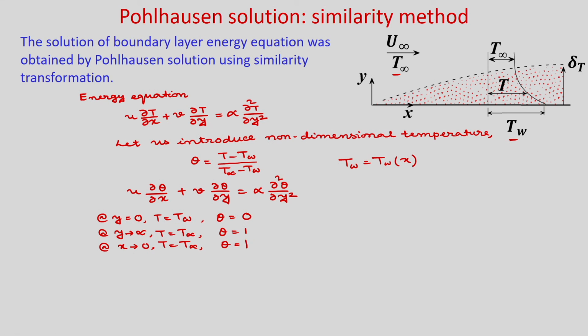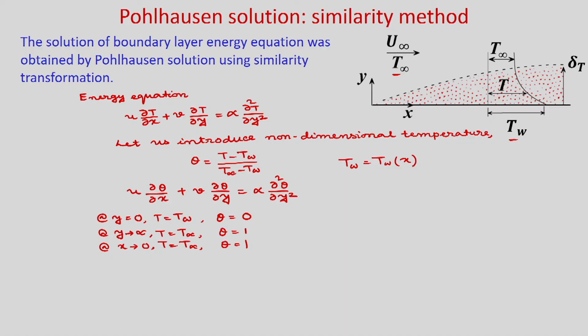Now, we have already solved the velocity distribution using similarity method. Can we have some similarity with the momentum equation and the energy equation when nu is equal to alpha? Okay, so, when will be the nu is equal to alpha? When Prandtl number is equal to 1. So, as a special case, let us say for Prandtl number 1, your nu you can write is equal to alpha, okay.